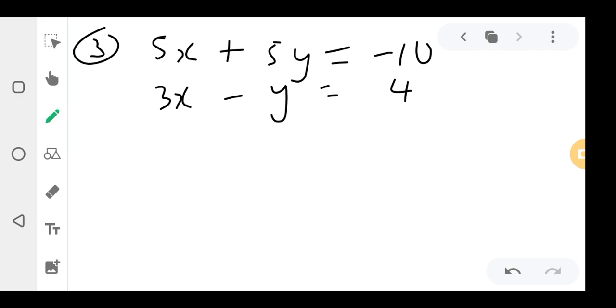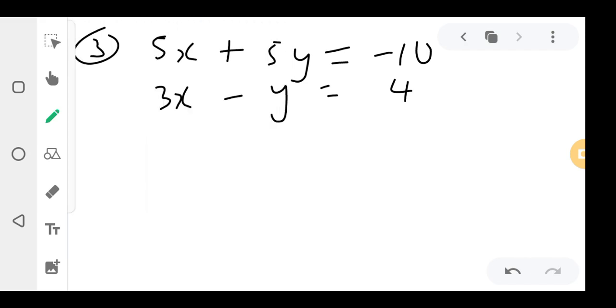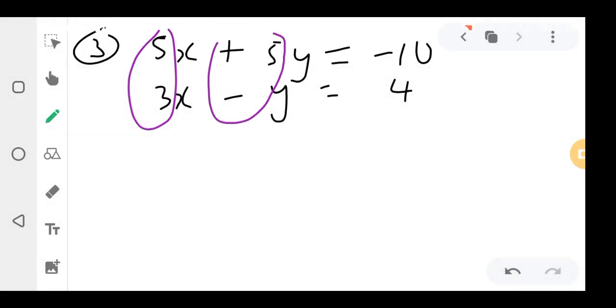So what do you do? I said the first step is you check the numbers in front of the letters. Are they the same? 5, 3, no. 5, 1, they are not the same.